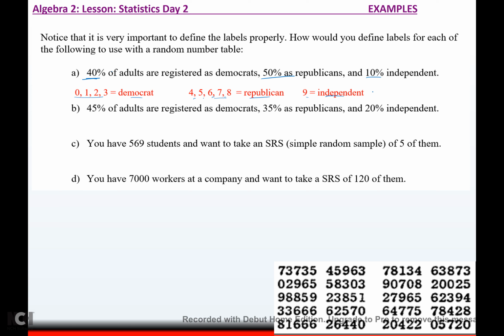All right, 45% of adults are registered as Democrats, 35% as Republicans, and 20% as independent. Now I don't really want to go out of 10 because this would be 4.5 and you don't have decimals.